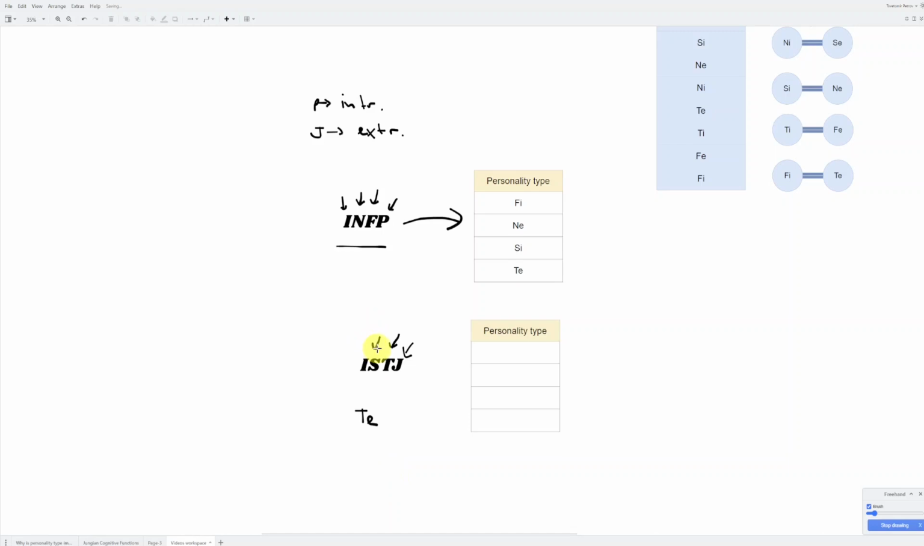Then we look at the second letter. This time is going to be different. It's going to be S. So we know that the other function is sensing. And it's going to be introverted since the first function was extroverted.